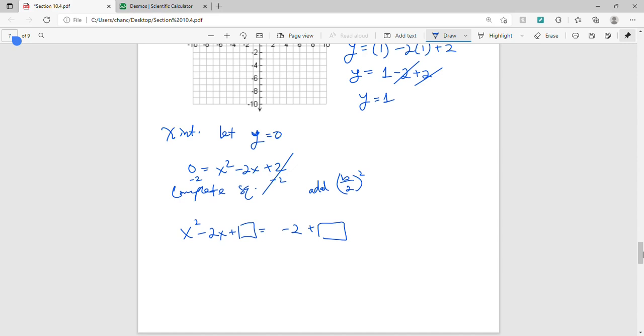Our case has a -2 here for the b. -2 divided by 2 squared, you get a +1. So on the left we have a +1, and of course we have to add that same number on the right. So this factors as x minus 1 squared. Again, the trick with completing the square is to take that b divided by 2, you get it down here. And if you're not sure how to do that, look at the videos for completing the square. This gives us a -1.